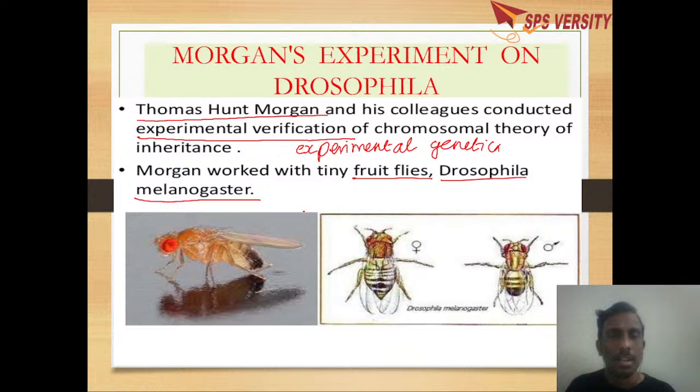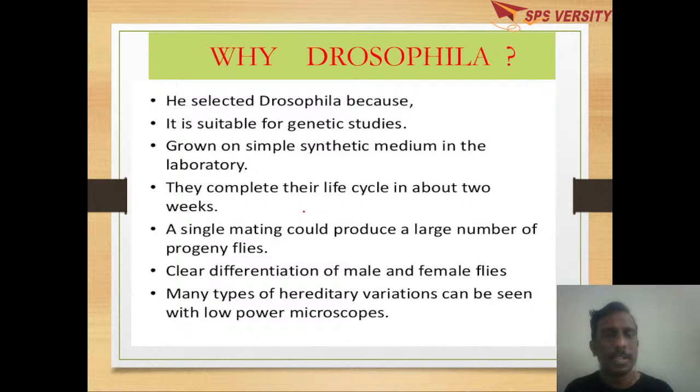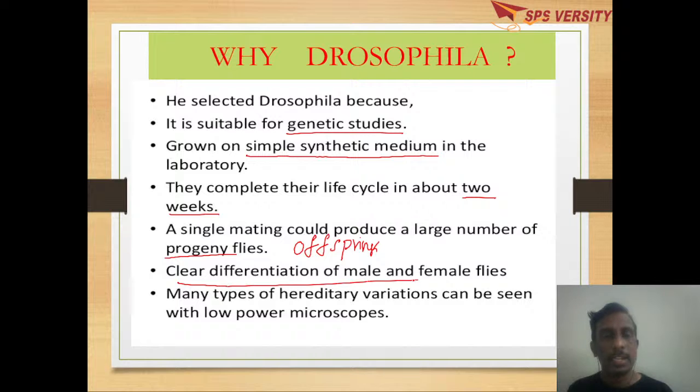Why only the fruit fly? Why not others? The reasons are: it is suitable for genetic studies and can be grown easily on a simple synthetic medium. The lifespan is only 2 weeks. In a single mating, it can produce a large number of offspring. Male and female can be clearly differentiated. And even under a low power microscope, the variations can be easily seen.